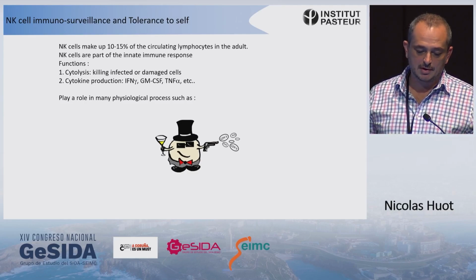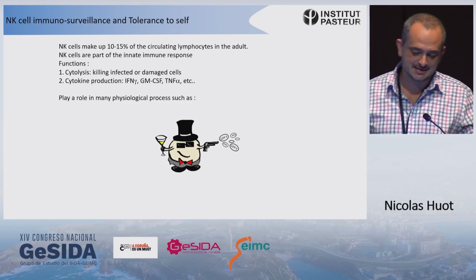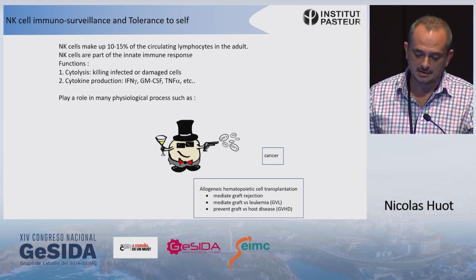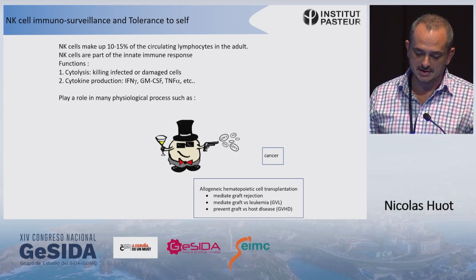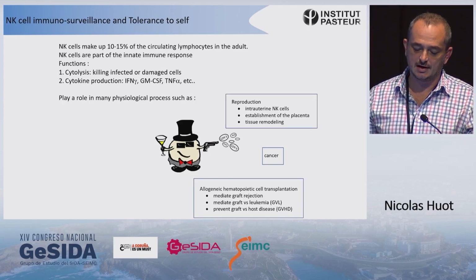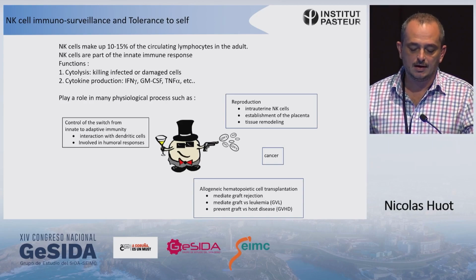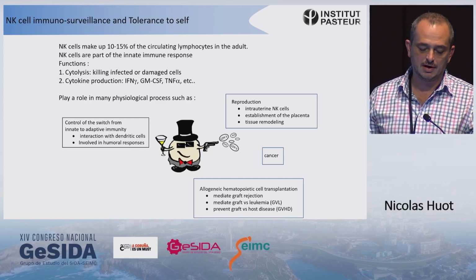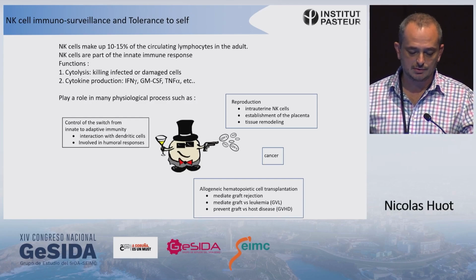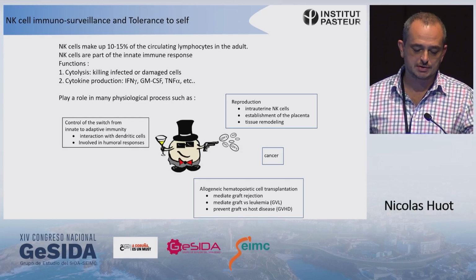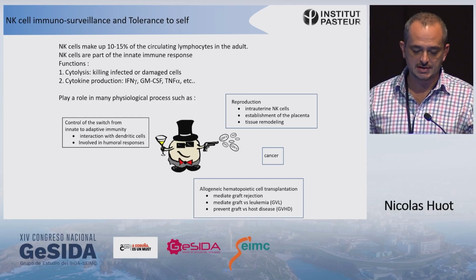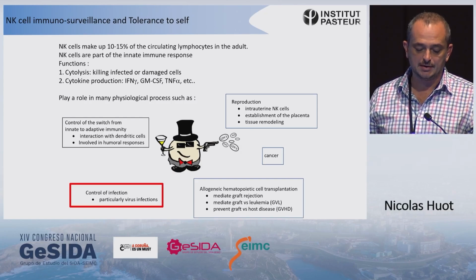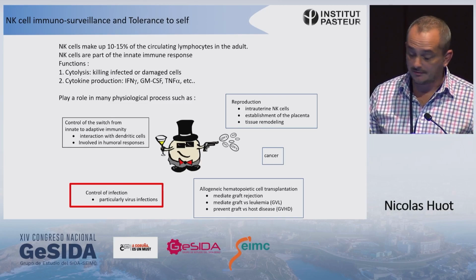NK cells play a role in many physiological processes, such as cancer, but also they play a role in GVHD. They are involved in pregnancy. There is some recent publication which evokes their capacity to facilitate the switch from innate to adaptive immunity, and they are mainly known to participate in the control of viral replication.